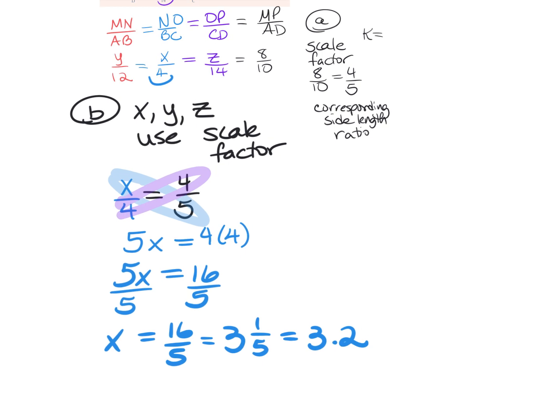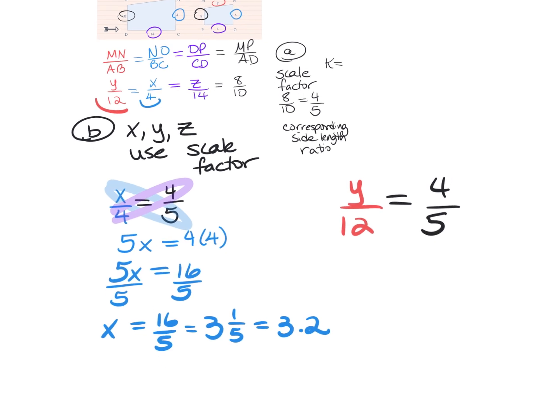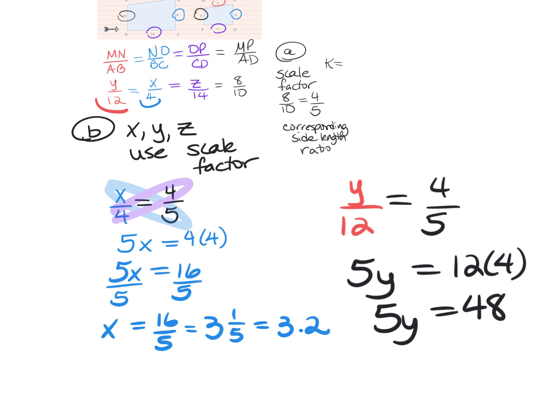Now we need to find the value of y. So the ratio I got that had a y in it was the y over 12. It was the MN over AB. So y over 12 is equal to the scale factor. Again, do the cross products. 5 times y, 12 times 4. 5y is equal to 48.